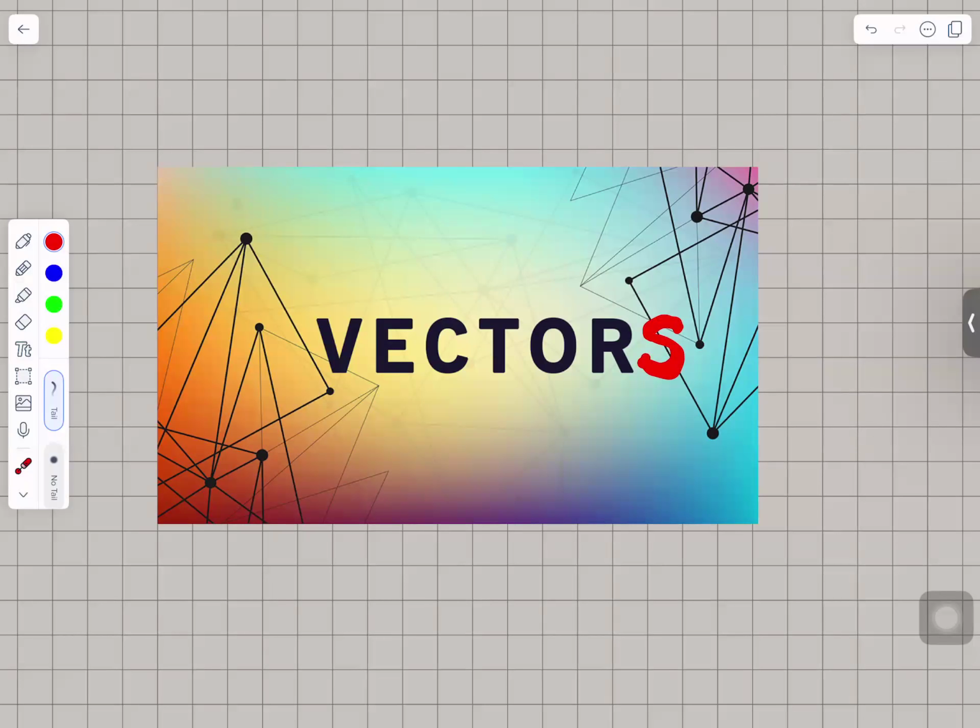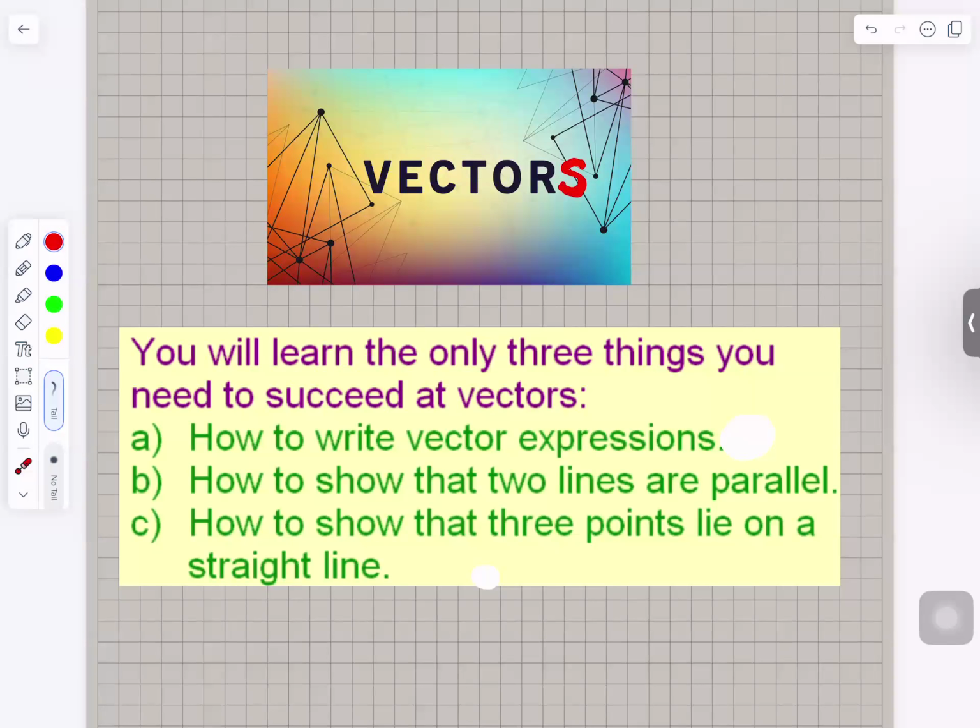Vectors. You will learn the only 3 things you need to succeed at vectors. Only 3 things you need to succeed at vectors. How to write vector expressions like A plus 2B, that's an expression.